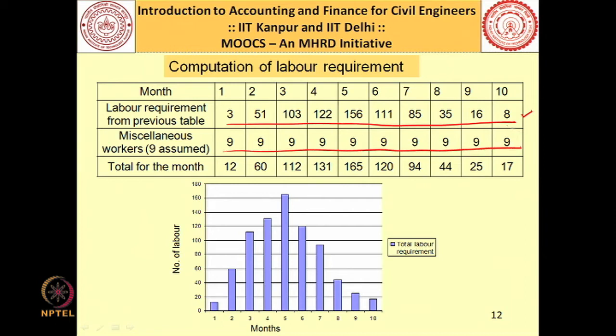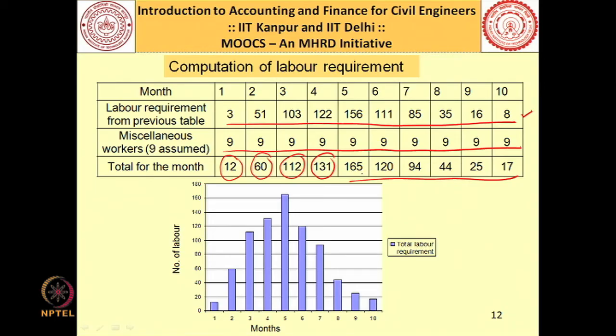These workers are coming from which departments? Safety, time office, your planning office, your accounts office and so on. Now I can easily calculate the total for the month. In month 1 I require 3 plus 9, which is 12, month 2 51 plus 9, 60, month 3 112, month 4 131 and so on. So this is giving me the monthly labor required for that particular project.